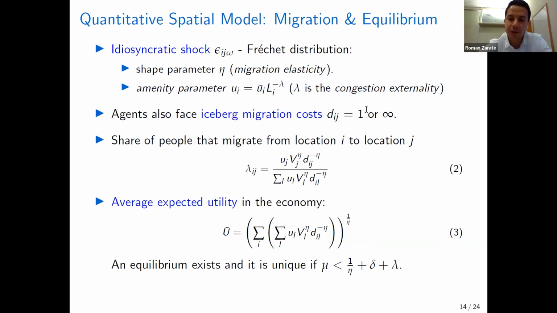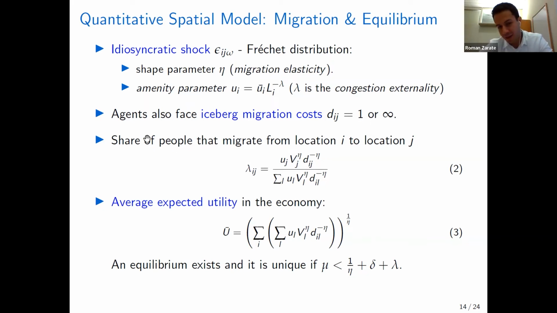And in some cases, we're going to assume that it is equal to 1. In other cases, we're going to assume that it is equal to infinity. And the idea here is to play a little bit with migration policies and to understand the role of labor mobility policies on the negative effects of climate change.